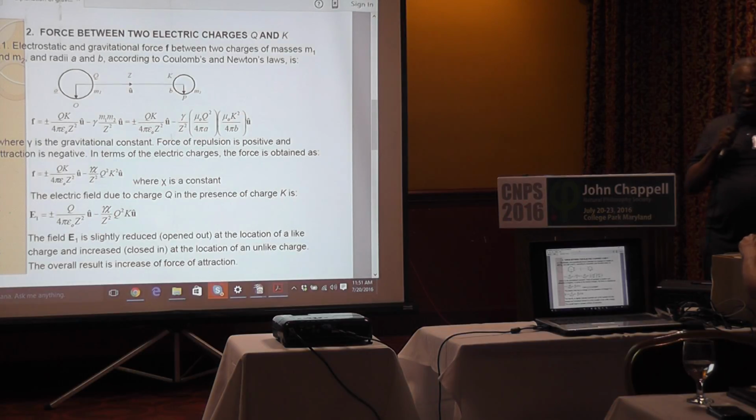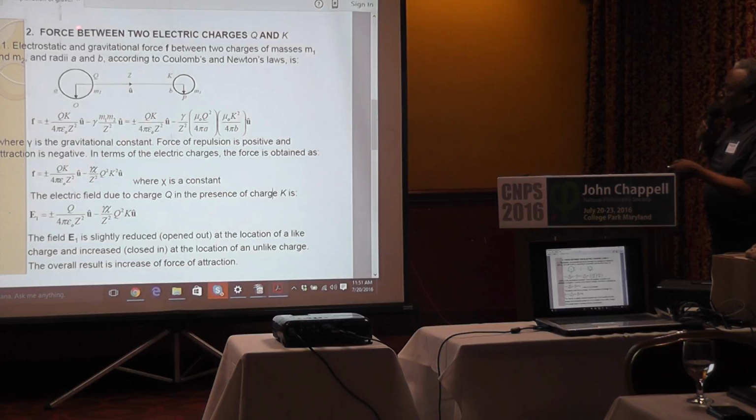So for neutral bodies, the electrostatic forces of attraction or repulsion cancel out. Therefore, there is no electric field emanating from a neutral body. So there is no electrostatic force between neutral bodies, but the gravitational forces exist. Of course, small as they may be, but for massive bodies like the Earth or the Sun, they add up and become significant.